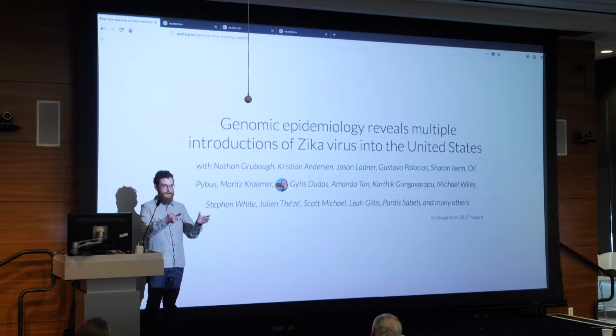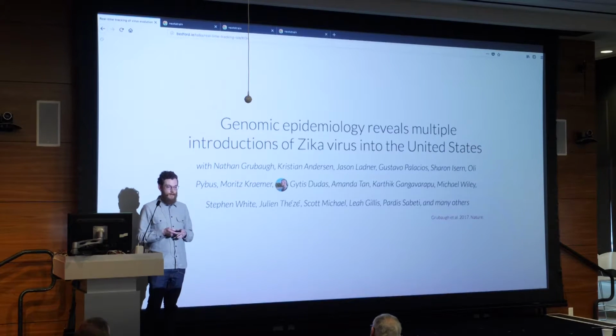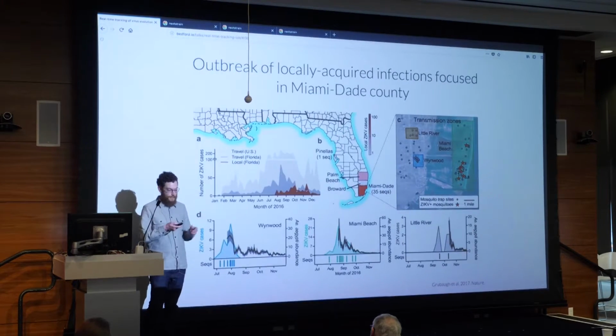Looking at a more detailed analysis here, this is a collaboration with primarily folks at Scripps, Nathan Grubaugh, Christian Andersen, but a host of other people as well, looking at Zika spread within Florida, so a much smaller scale. So during the course of 2016, when there was the huge epidemic in South America, there were actually thousands of Zika cases in the United States.